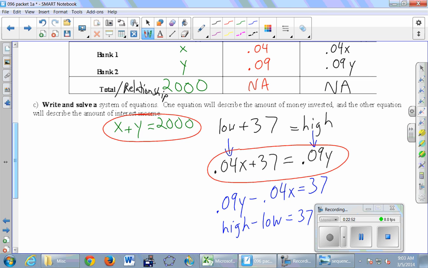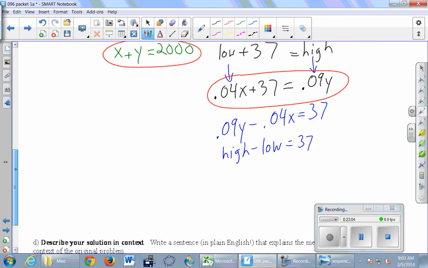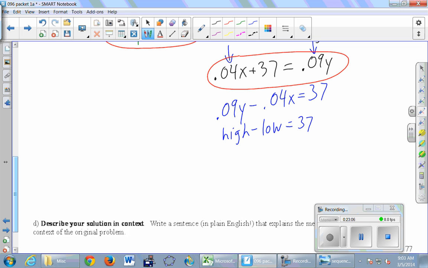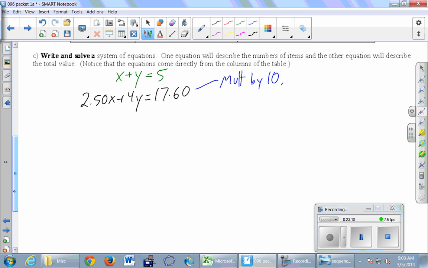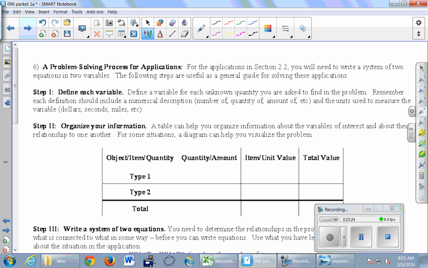Again, if you don't like the decimals, what can you do to that second equation? Multiply by 100, right? That would get rid of all the decimals. So here's what we're going to do. So we did two problems together, but we didn't finish either of them. So what I'm going to ask you to do in your groups right now is you're going to finish this problem, find x and y, and then write a little sentence. Then go back and finish the candy problem and write a sentence. And then go forward to where the group activity actually starts.